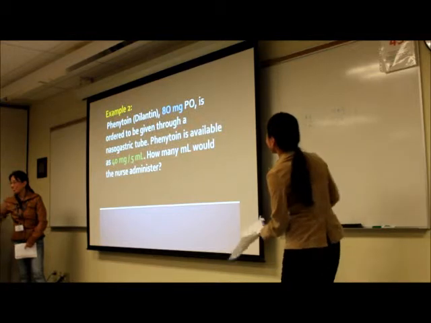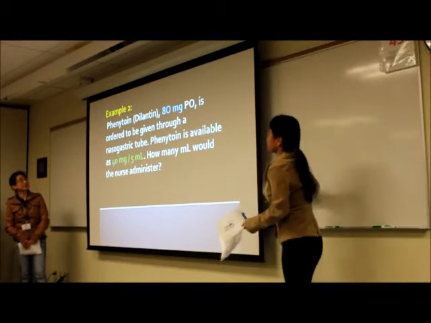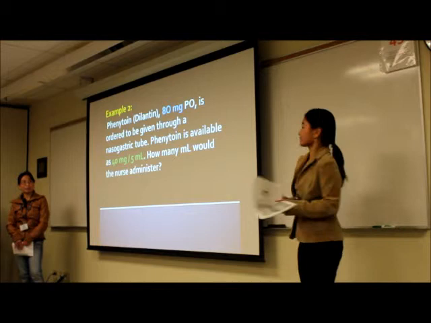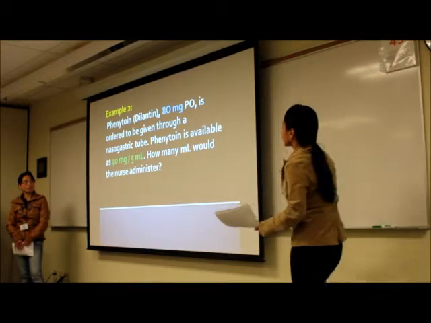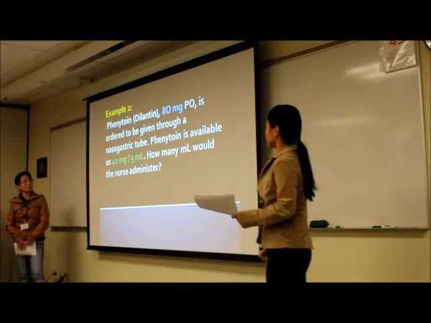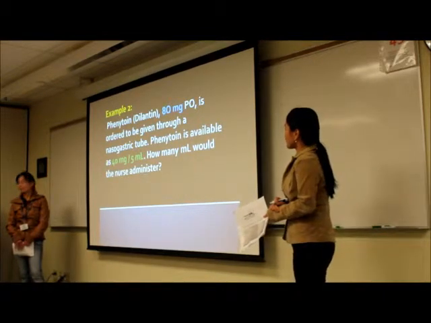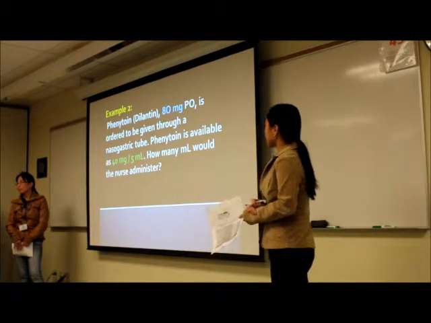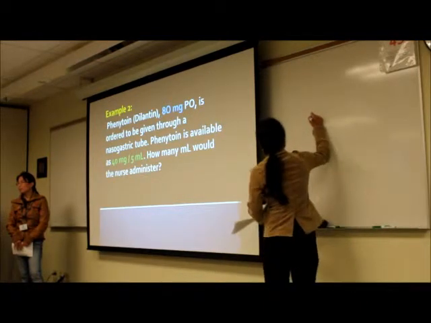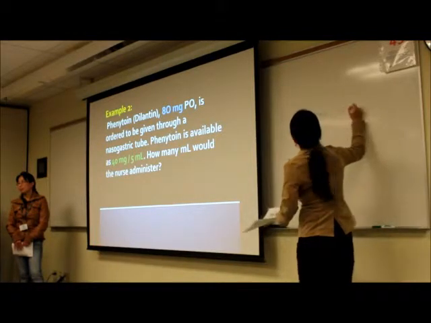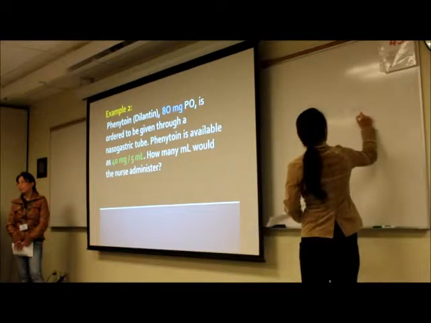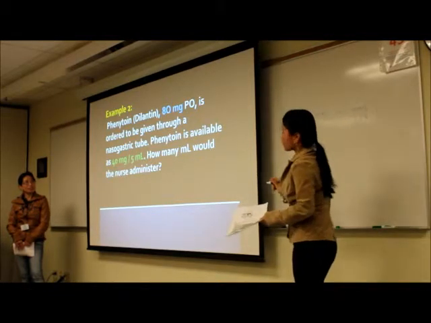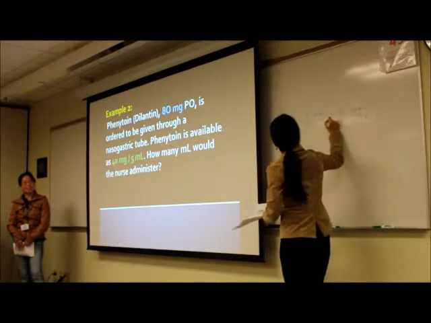Okay, next, please. Same question, so we're going to do the same thing. You can use DH times V, but I always use this just to make sure my answer is right. At the same time, I'm checking my answer. The given is phenytoin, Dilantin 80 milligram PO, ordered to be given through nasogastric tube. Phenytoin is available as 40 milligram per 5 ml. How many ml would the nurse administer? So the given is 80 milligram and 40 milligram per 5 ml, and we are asking for ml. So x is equal to ml.